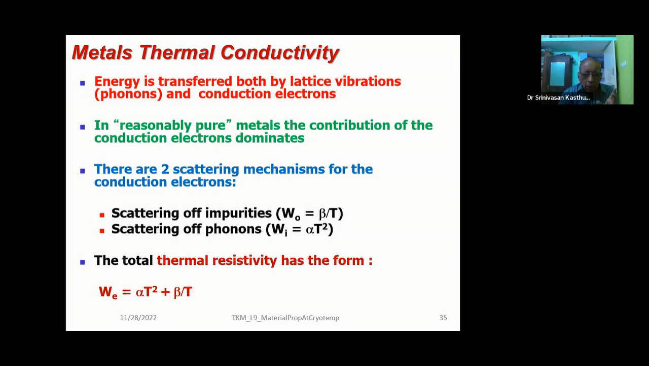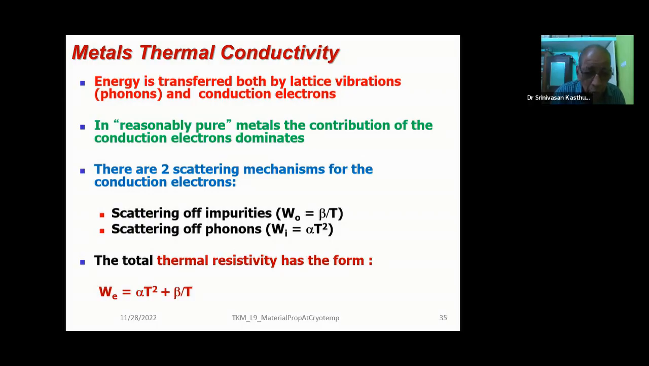Now we are going to talk about lattice vibration and conduction electrons. So we'll consider the conduction electrons part. There are two scattering mechanisms for the conduction electrons. One is the impurity, and another is phonon. The heat energy is picked up by the electrons, and then they go into the material and try to transfer the energy. But there is impedance for the transfer of energy.